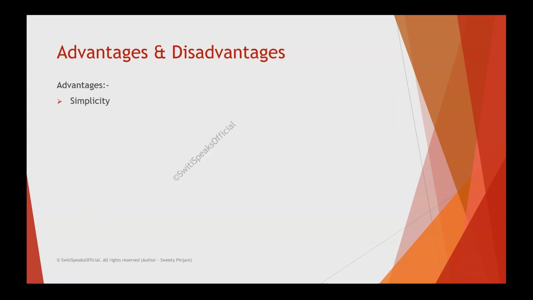After this, the second advantage of von Neumann architecture is flexibility. Again, we know that instruction and data are inside the same memory. Due to this, it is flexible. How much data is there, how much instruction is there, that is flexible.